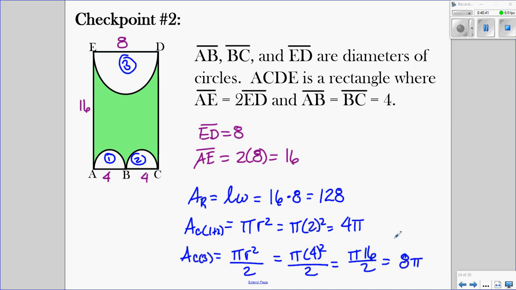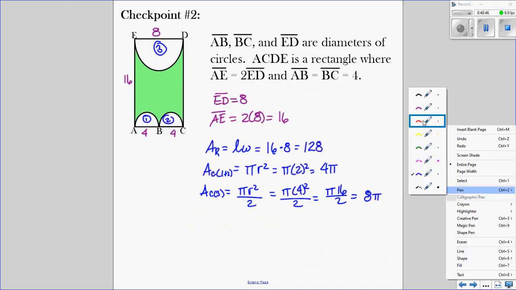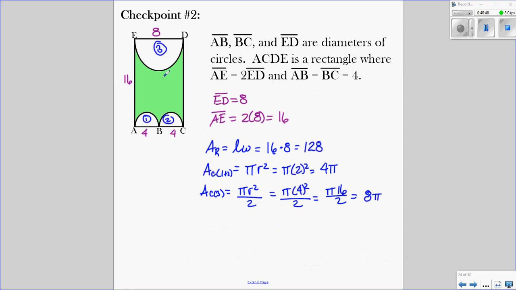All right. Now we need to use green. We need to find the area of the shaded region. So SR for shaded region. We take the bigger one, which was the rectangle, was 128. And then we subtract the smaller pieces. We subtract the 8 pi, this piece, and we subtract these 2 little pieces, which we put together to make a circle, which is 4 pi.